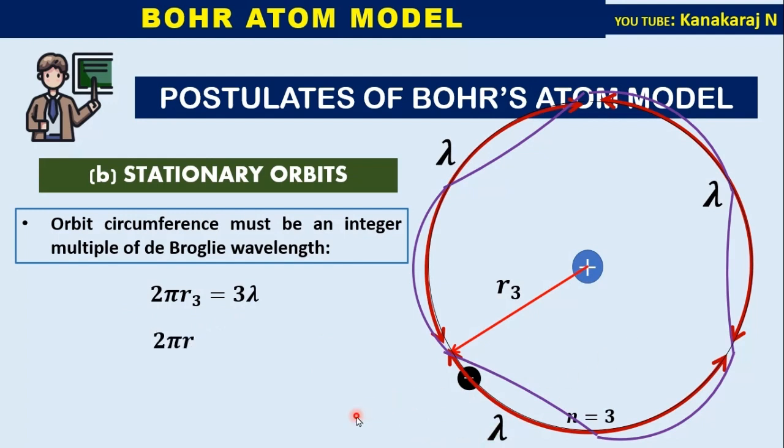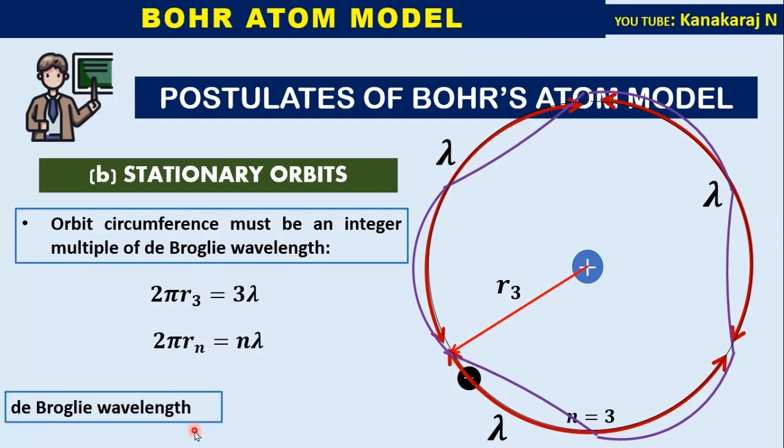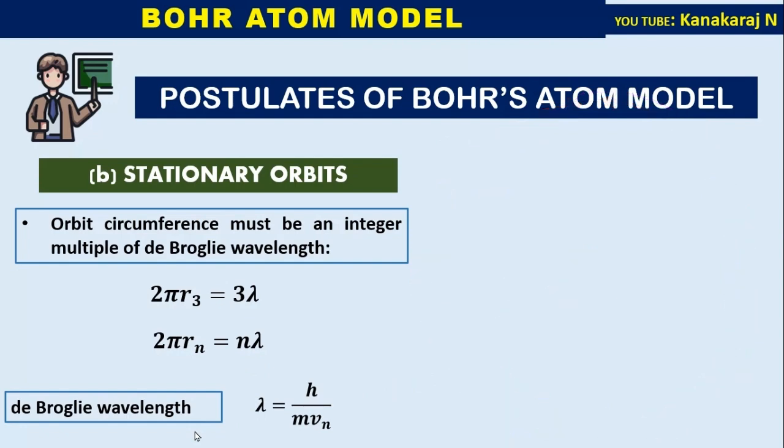In general, 2 pi rn equals n times lambda. De Broglie wavelength is lambda equals h upon mv. Let us replace this value in the previous equation. So we get 2 pi rn equals n times h upon m vn.